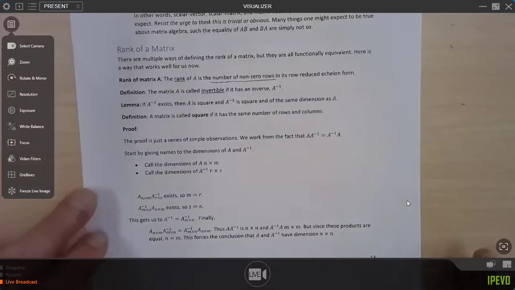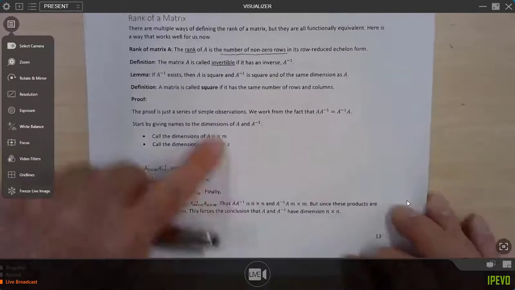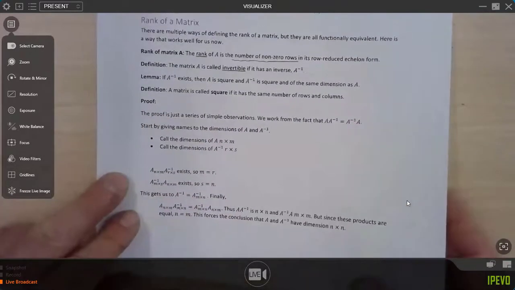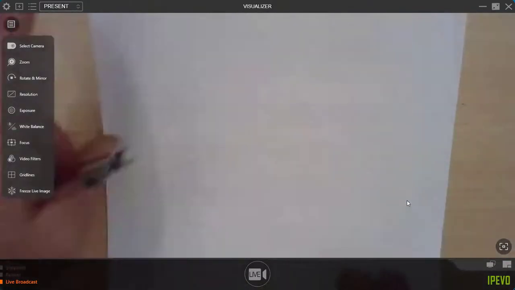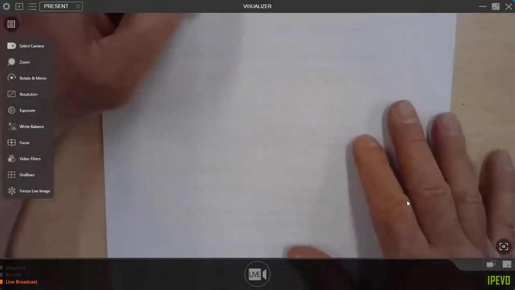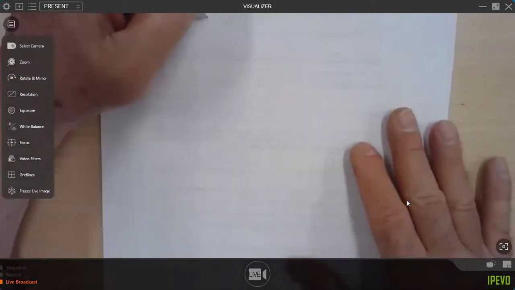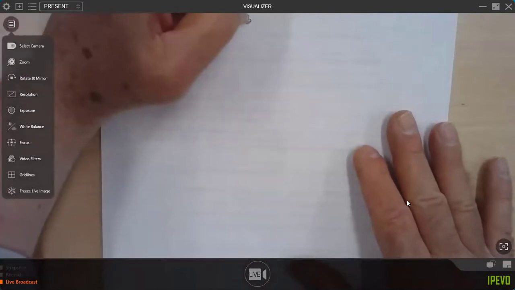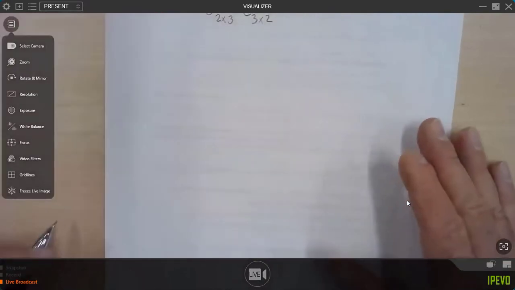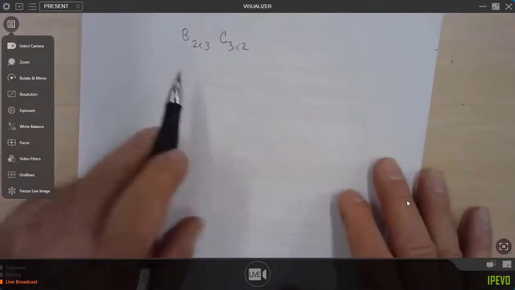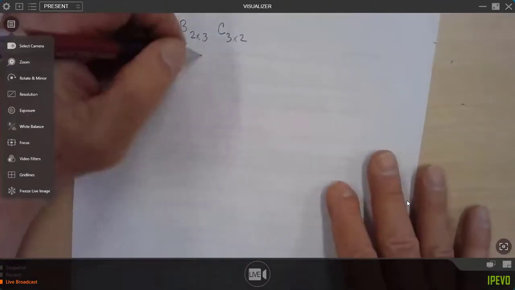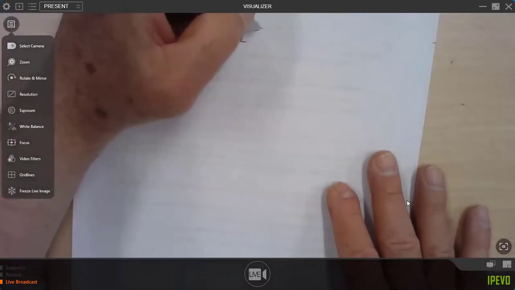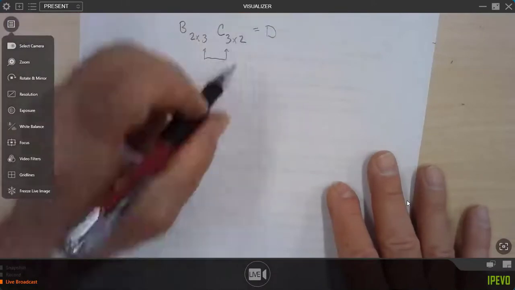You actually are asked in the homework, I put a little argument in here because I wanted you to see an example, but let me just do one live for you. Suppose I had B, let's call this one a 2 by 3, and C was a 3 by 2. Now, you could ask the question, is this product defined? The answer is yes. It would be something, which is a 2 by 2, right?